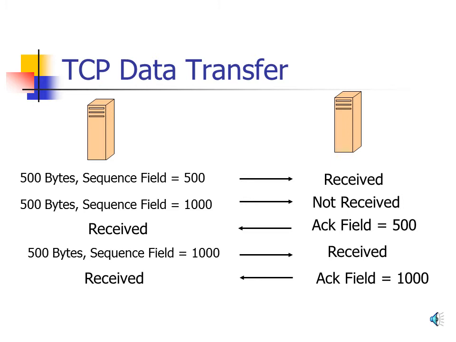Now, when the originating station receives that acknowledgement, it says, hey, wait, the sequence field's set to 500. The last packet I sent had the sequence field set to 1000. Therefore, the receiving station didn't get the second packet. So what I'm going to do is resend that second packet.